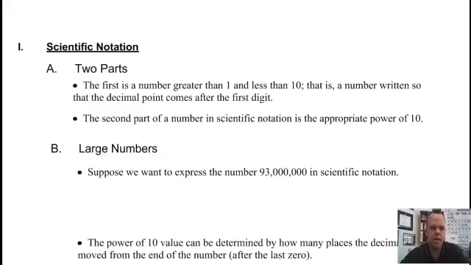Scientific notation allows us to take a very large number or a very small number and write it in a much shorter form that's much easier to work with. There are two parts to any scientific notation. The first part is that you're going to make sure that the number is always between 1 and 10, so greater than 1, less than 10. There's a decimal point that comes after the first digit. And the second part is the power of 10 that we want to work with.